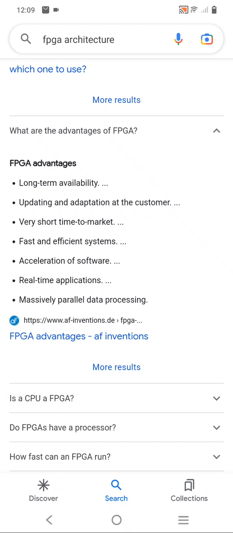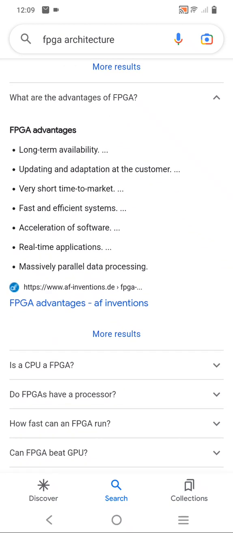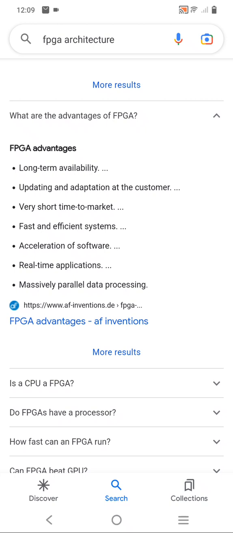Fast and efficient systems, acceleration of software, real-time applications, and massively parallel data processing. Mostly massively parallel data processing is done because of the FPGA. FPGAs help in that kind of environment. So FPGAs are usually used for multiprocessing, accelerated software, and real-time applications, where you want signal processing done extremely fast, or vision processing, or pattern recognition. Those things all use FPGAs.